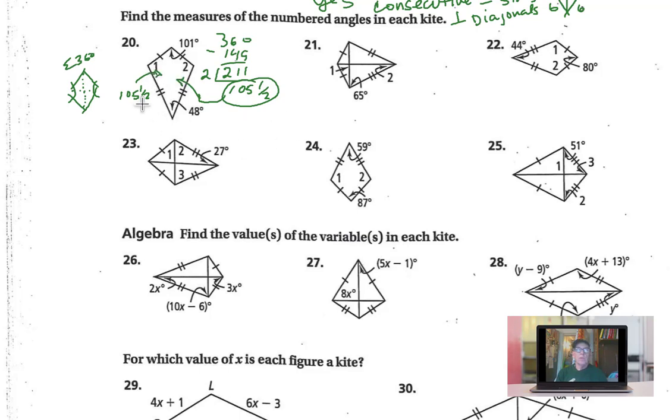Okay, so 105 and a half, 105 and a half, 211, 311, 312, 360. Yes, they do add up to 360.